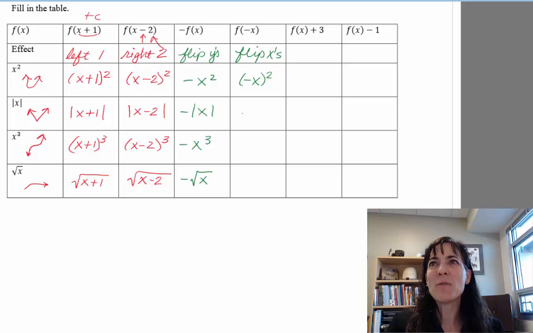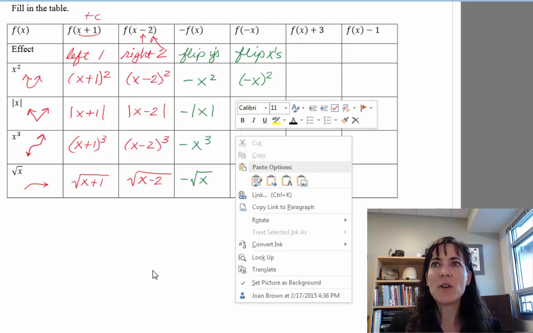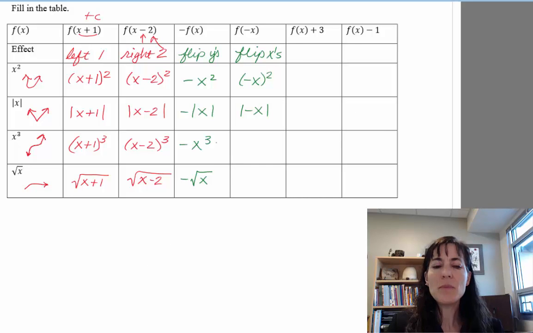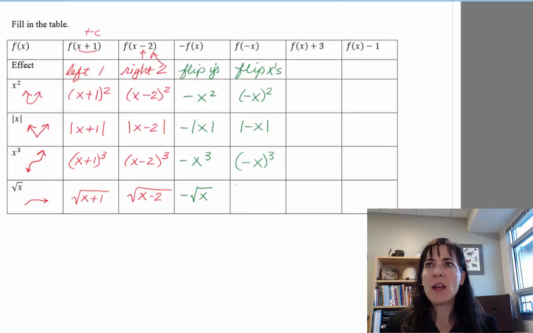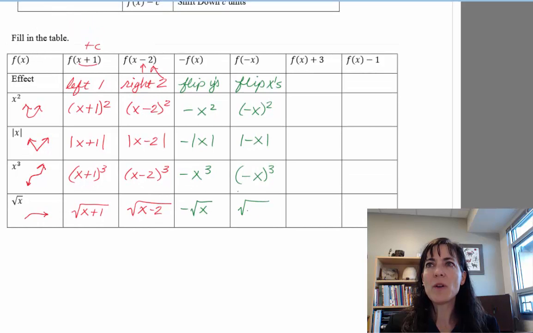And then we have inside with the x's, negative x inside the absolute value bars, and then we have negative x quantity cubed for the cubic and the square root of negative x. So that one, if we want to keep it in the set of real numbers, the x's that we use will have to be negative so that they will undo that negative.